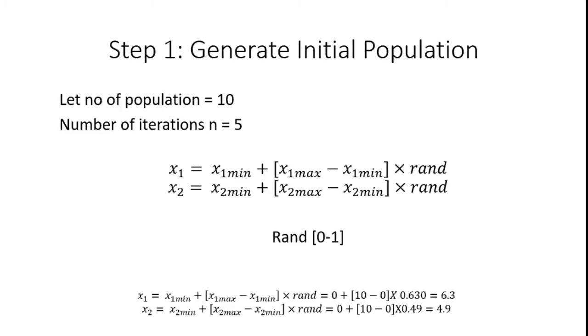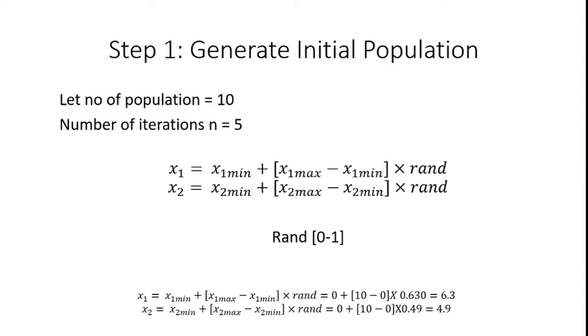Then step 1: ant colony optimization starts with step 1, called generate initial population. Every optimization technique starts with the initial population. For this optimization problem, I assume the population size is 10 and the number of iterations is 5.